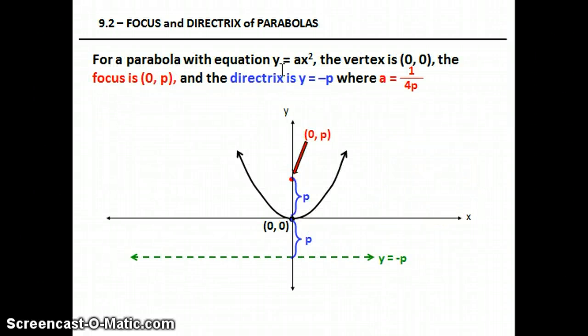Now, for a parabola with the equation y equals ax squared, the vertex is at 0, 0, which means the focus is going to be at 0, p, because it's p distance from the vertex to the focus, and the directrix is going to be in the opposite direction. It's going to be y equals negative p, which means it's going to cross the axis here in the negative section, where a equals 1 over 4p.